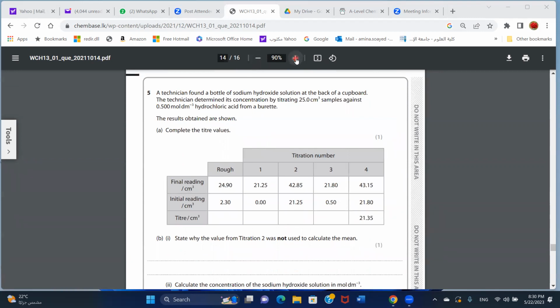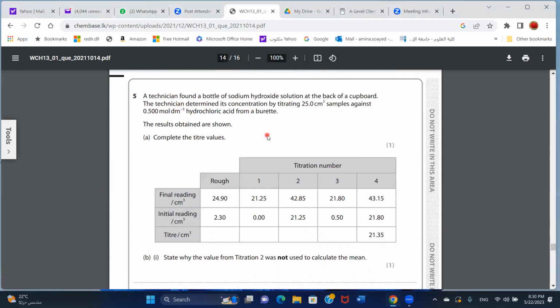Do you have any question? Any one of you, do you have any question? Let's see here, number 5, Rodina.